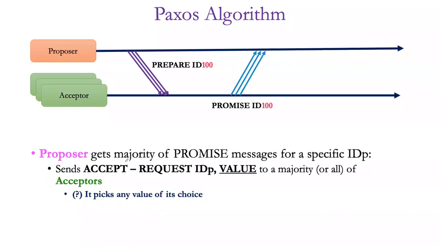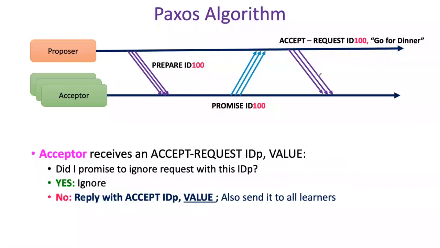For that, the proposer gets the majority of promise messages for the specific ID, that is 100 in this case, and sends the accept request with the ID and the value to the majority of the acceptors: okay, my proposal is accepted by everyone, so let's go to dinner. That information will be given, as the proposer picks any value of its choice: let's go for the dinner. The response will be given by the proposer to all the acceptors.